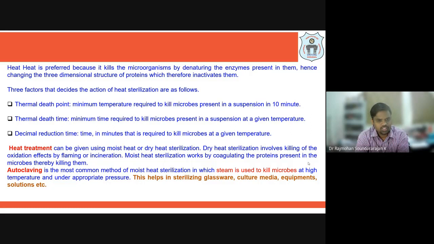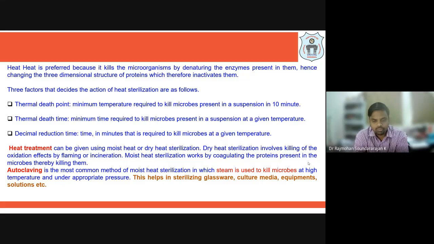When we are choosing heat as the sterilization technique, three factors decide the action of the sterilization process: thermal death point, thermal death time and decimal reduction time. These three terms we have to know when using heat sterilization. So what is thermal death point?